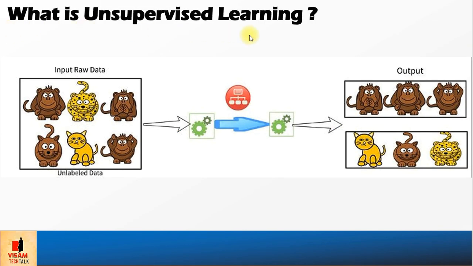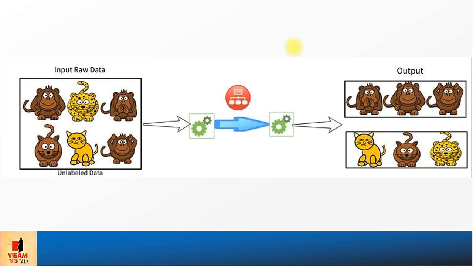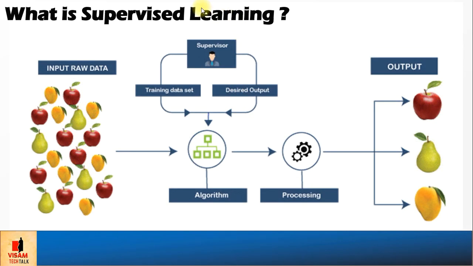What is unsupervised learning? Unsupervised learning is a learning method in which a machine learns without any supervision. In the previous slide, we said supervised learning has the raw input data under supervision, by labeling it, so we understand when an input is given: this is an apple, this is a mango, like that. So under supervision, it identifies and gives the prediction.